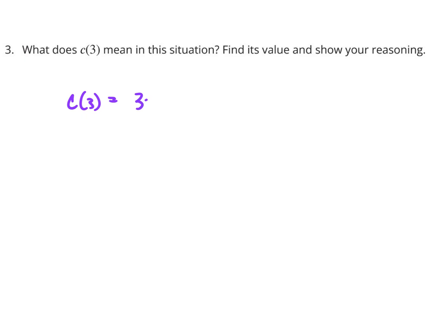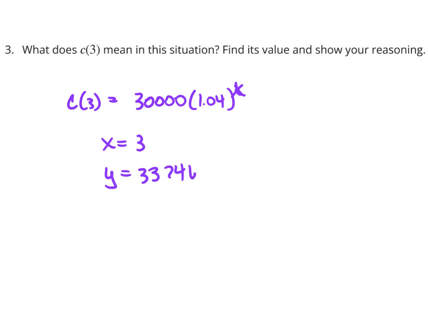So if we put 30,000 times 1.04 to the T, we're looking for X. You're going to put X into the calculator. If you put X, when X is 3, what's the Y? That's what we're looking for. And what we get, rounding off, is 33,746. So that's the tuition in year 2015, because that's 3 years from 2012, which was our start.